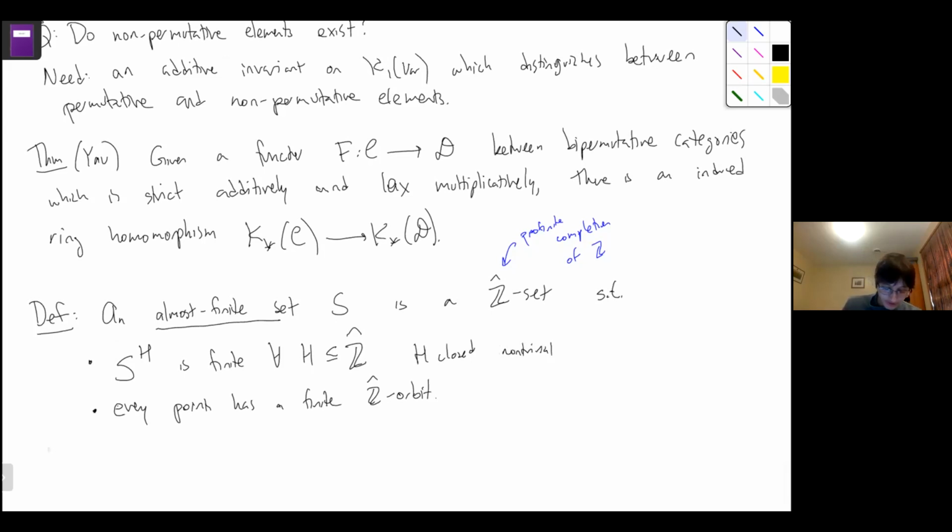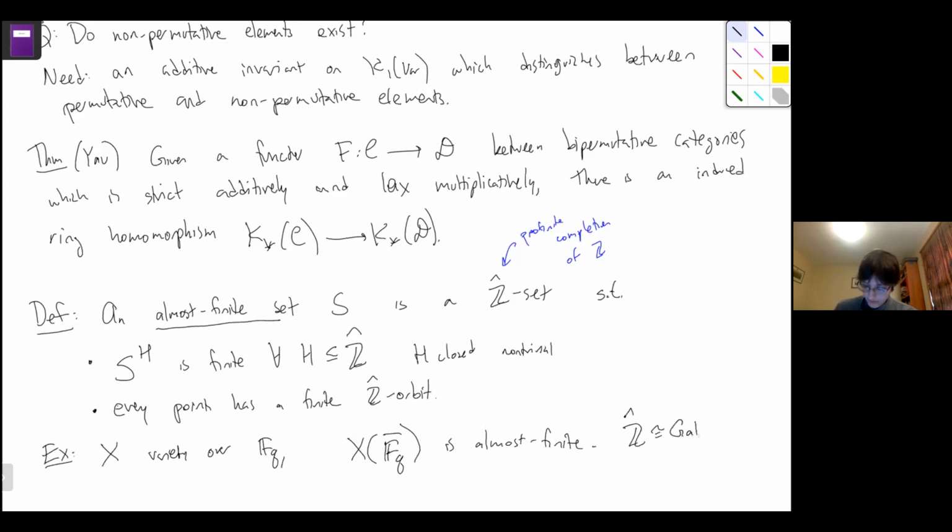So right, the canonical example of this is if X is a variety over F_q, then X of F_q bar is almost finite. The key point here is that Z-hat is the Galois group of F_q bar over F_q. These conditions exactly say: what is X of F_q bar? It's all of the points over finite extensions. And because a finite extension still has finitely many points, you add finitely many points at every level, and there's nothing off at infinity.